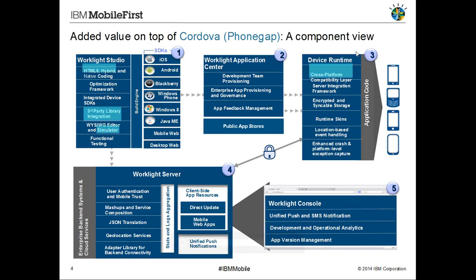From a device runtime perspective, PhoneGap ensures that the web code I write can have cross-platform capability. So I can write web code that will call the device native API to bring up a calendar. So it can bring up a camera.